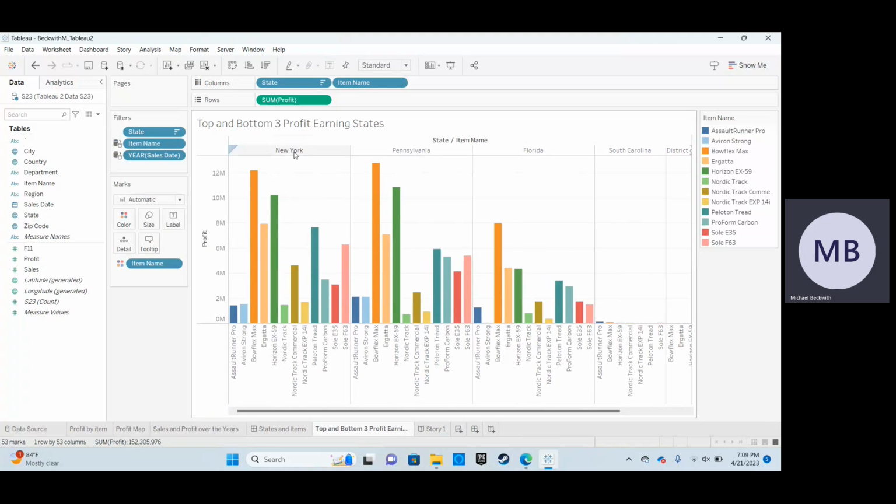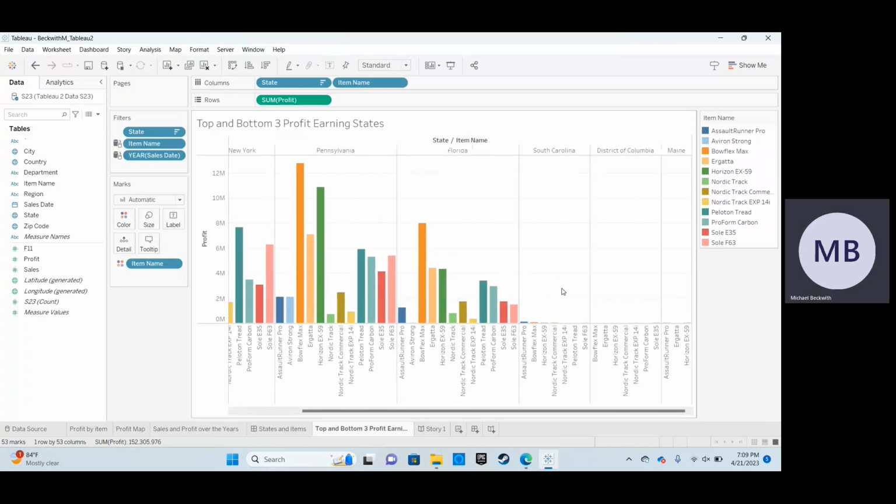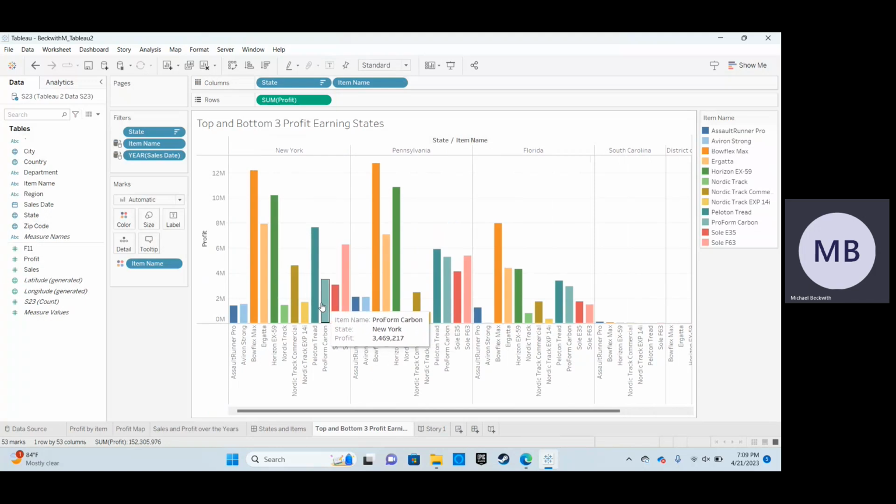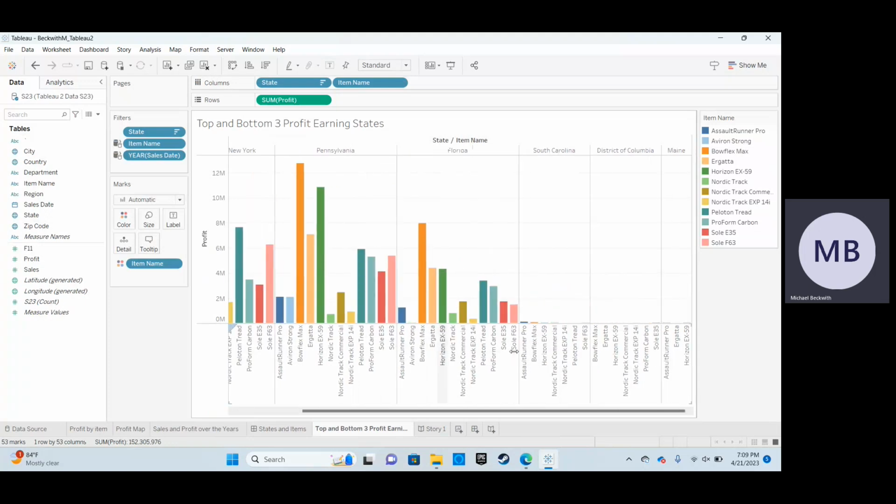We can see here how New York is the top, Pennsylvania followed by Florida, very high. And then when compared to the bottom 3, it's practically negligible how small these sales are. For 2 years, 6,000 for the Peloton tread in South Carolina, when compared to New York, where it is 7.6 million. So quite a vast difference, and I think that is very important to point out.